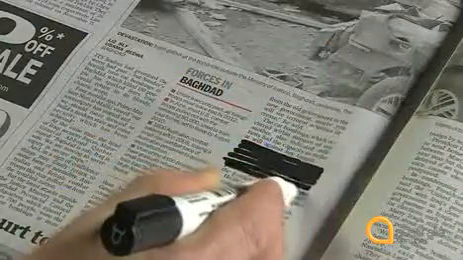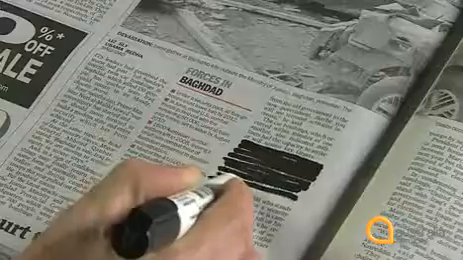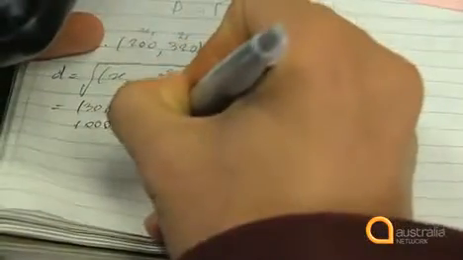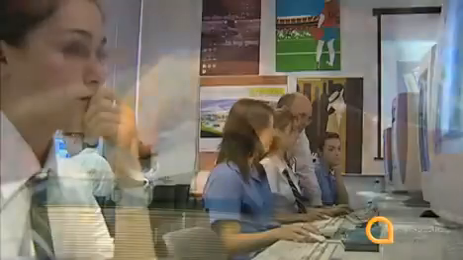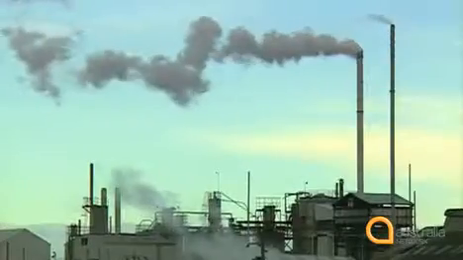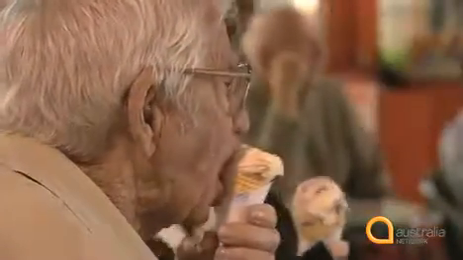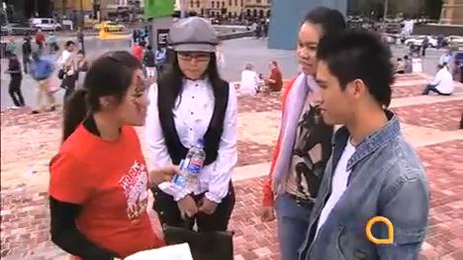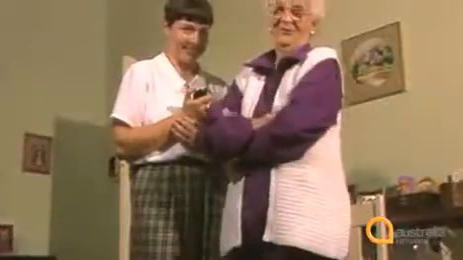Media, censorship, privacy, or the influence of advertising. Education, testing, computers, public and private education. Environment, ecotourism, global warming, pollution. Health, obesity, alternative medicine, exercise, diet. Communication, the internet, mobile phones. Society, youth issues, juvenile delinquency, ageing populations.